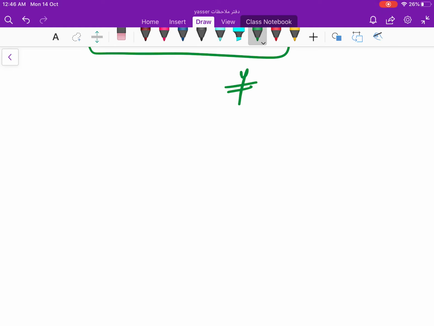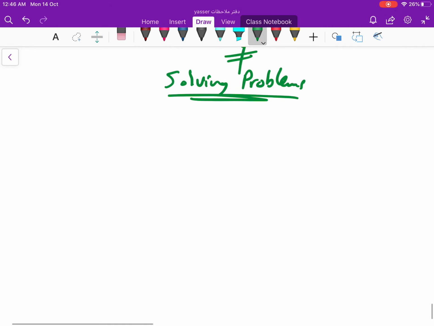As I promised you, we are going to solve problems related to uniformly accelerated motion. So, solving problems. I'm going to read the problem and identify the given and the required during reading.